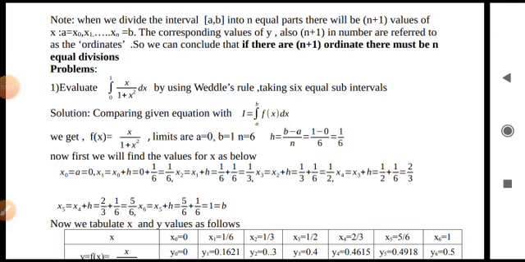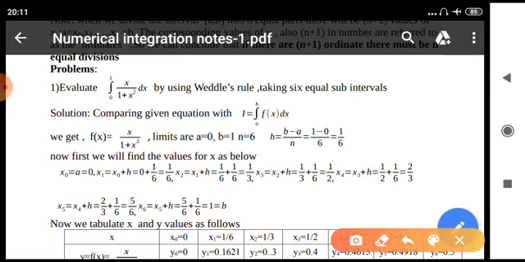Now we will work out the problems. First problem, evaluate integral from 0 to 1 x divided by 1 plus x square multiplied by dx by using Weddle's rule, taking 6 equal subintervals, that is, we have to take n value as 6.